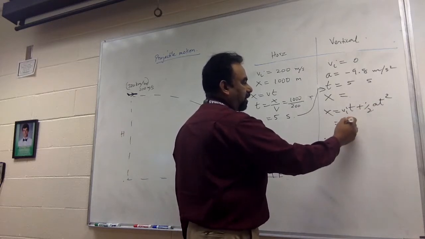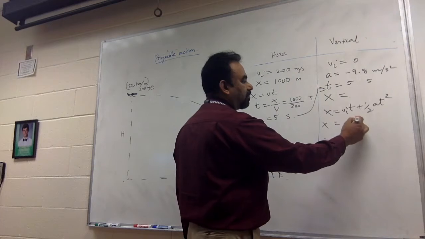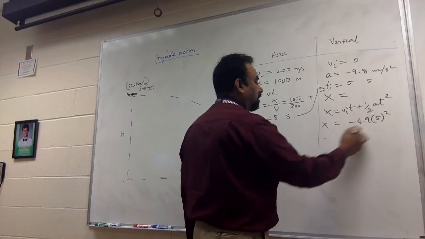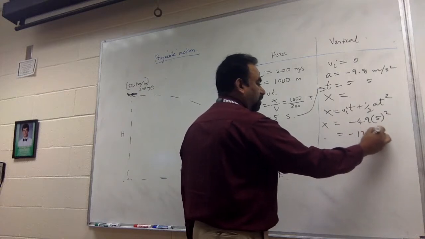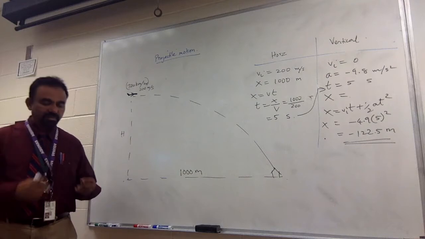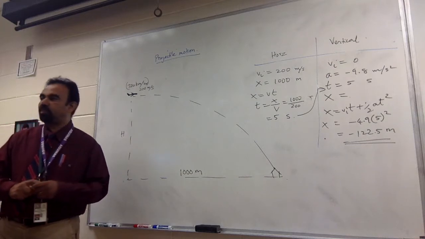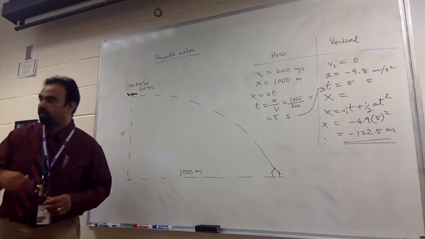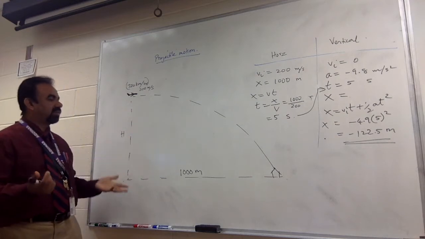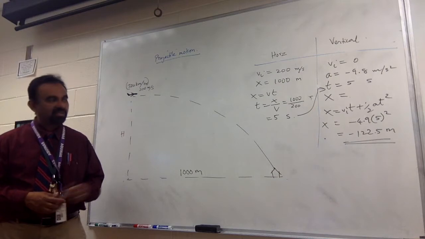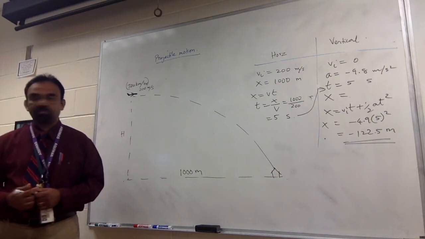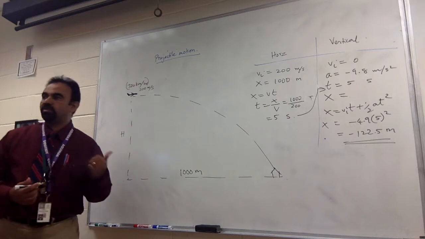Vit plus half at square, so x is equal to minus 4.9 times t square, and the answer is negative 122.5 meters. The negative sign implies the bomb is undergoing a vertical displacement of 122.5 meters downward. Okay? And so if you're looking for the height from where it is released, just say 122.5 meters above the ground. Any questions on this?